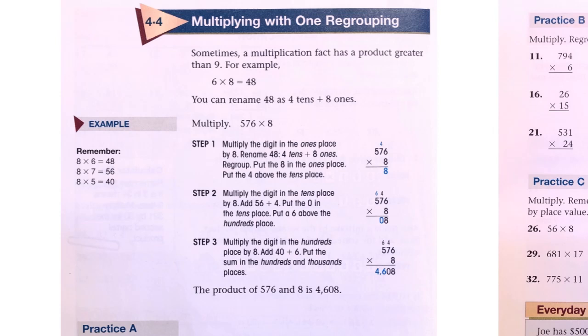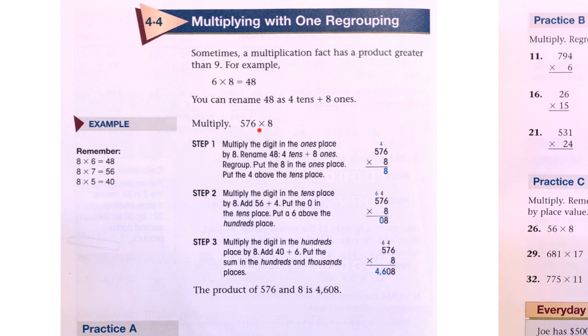Basic Math, Chapter 4, Section 4, Multiplying with One Regrouping. Sometimes a multiplication fact has a product greater than 9. For example, 6 times 8 equals 48. You can rename 48 as 4 tens plus 8 ones. Now let's take a look at another example.